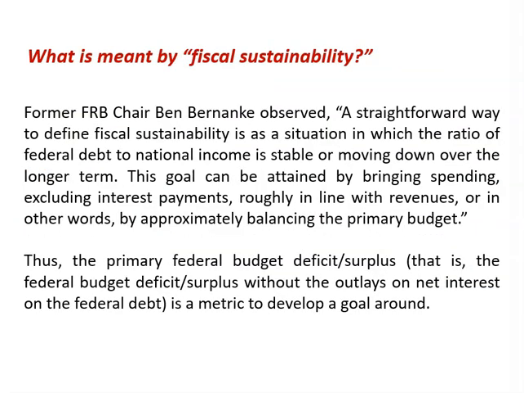What is meant by fiscal sustainability? Former FRB Chair Ben Bernanke observed, "A straightforward way to define fiscal sustainability is as a situation in which the ratio of federal debt to national income is stable or moving down over the longer term." This goal can be attained by bringing spending, excluding interest payments, roughly in line with revenues, or in other words, by approximately balancing the primary budget. Thus, the primary federal budget deficit or surplus, that is, the federal budget deficit or surplus without the outlays on net interest on the federal debt, is a metric to develop a goal around.